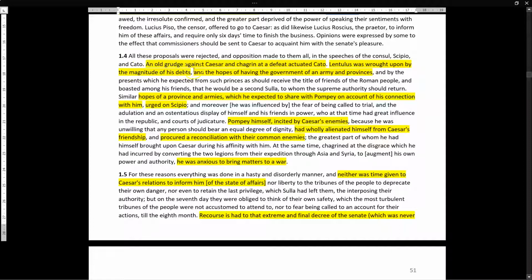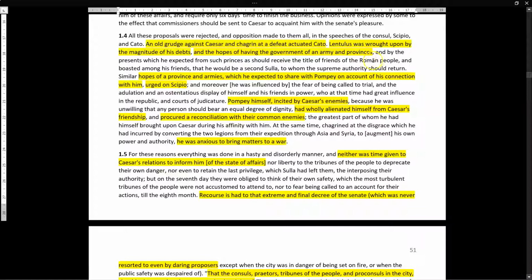An old grudge against Caesar and chagrin at defeat actuated Cato. So Cato's got a personal grudge, and that's the cause of it. Lentulus was wrought upon by the magnitude of his debts, so he wants to clear debts, and the hopes of having the government of an army and provinces. So he wants basically the province taken off Caesar so he can go to Gaul and make loads of money, and that's why he's being unfair to Caesar at this particular point. Okay, that's fine.